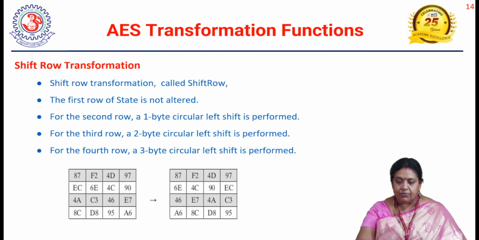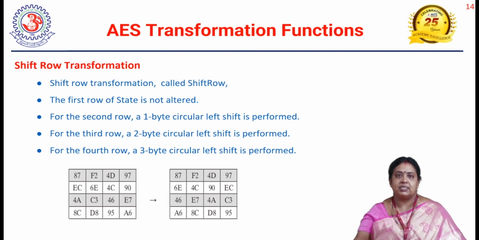Then we have another transformation that we call the shift row transformation. Here, shift row means we are going to perform a permutation, not a substitution. We are just changing the positions. Simply we can call it shift row. Here, these are the four rows of the input array, and we have to generate the output array.